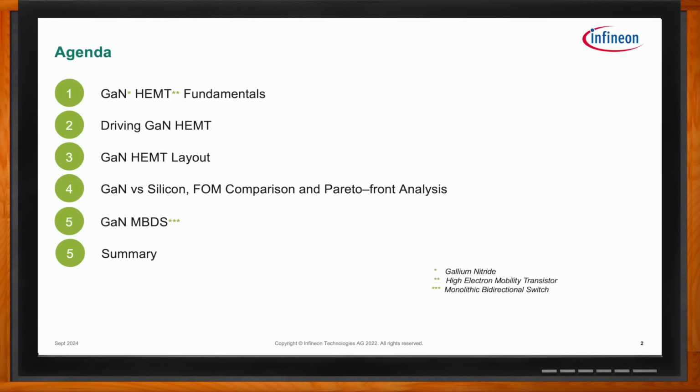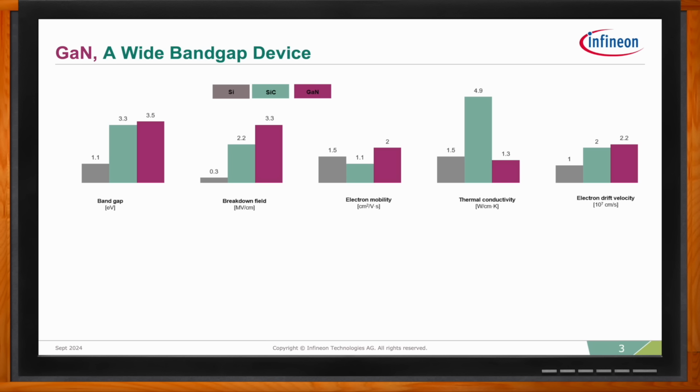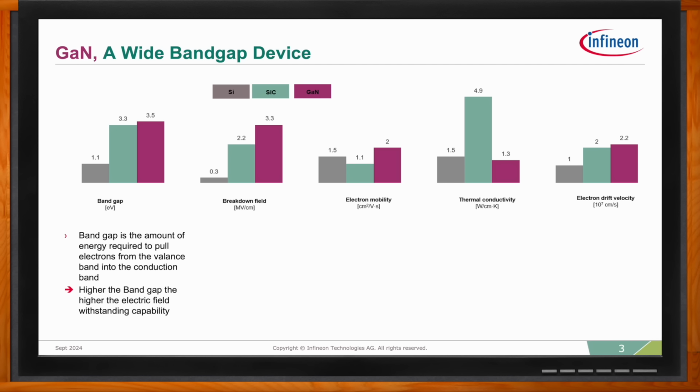Zobe, can you set the stage for us? What are the characteristics of a wide bandgap material? To best understand the advantage of GaN as a wide bandgap device, it is useful to draw a comparison of highlighted semiconductor characteristics on this slide, namely the bandgap, breakdown field, electron mobility, thermal conductivity, and electron drift velocity. And so I'll go through each one so we can better understand each metric. So we start with the band gap.